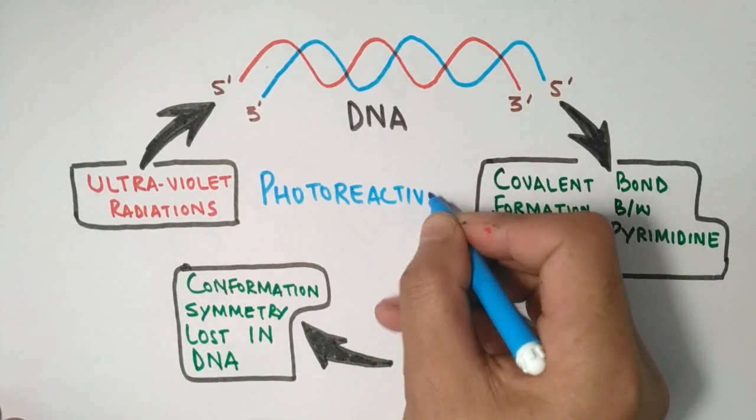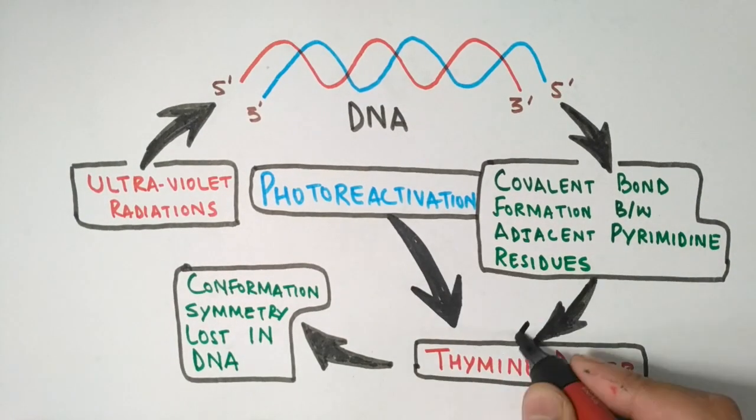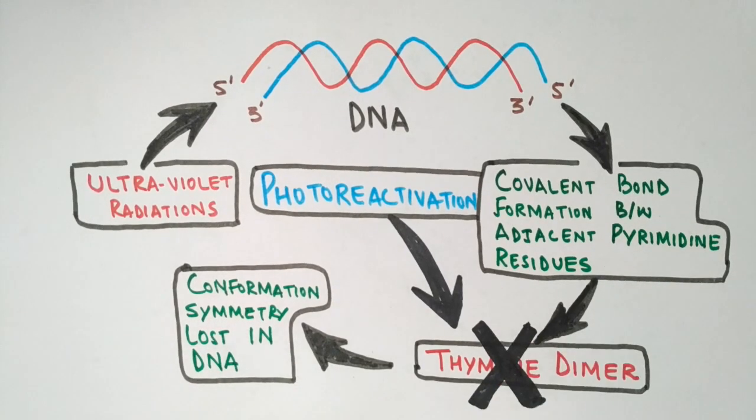And it's this photoreactivation reaction which will remove the dimer. Photoreactivation, as the name suggests, is the light-dependent reaction which involves the visible spectrum of light to initiate the reaction. And finally, with this photoreactivation, the thymine dimer will be removed.